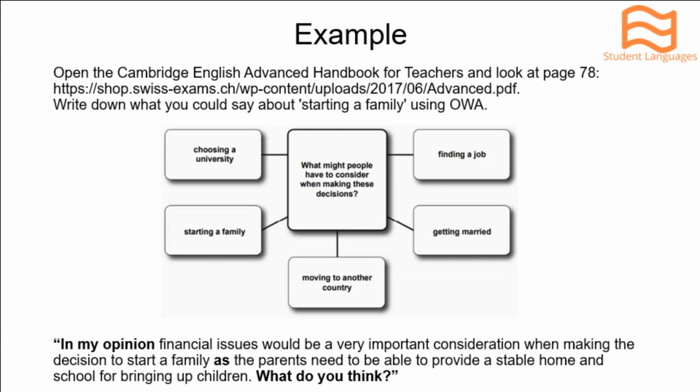So this is my answer to the question, and you can see if your answer is similar or not. I think this is a good answer. In my opinion, giving my opinion. Financial issues would be a very important consideration when making the decision to start a family, as saying why, giving my justification, as the parents would need to be able to provide a stable home and school for bringing up children. What do you think? Asking the other candidate.